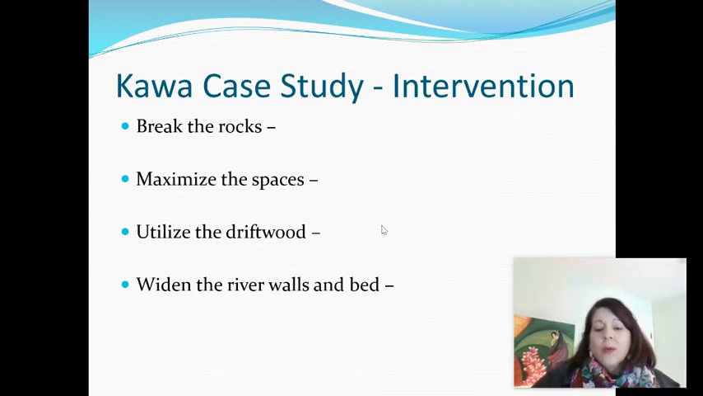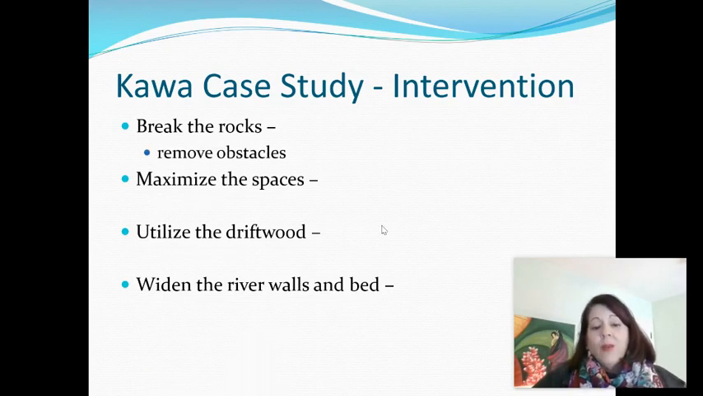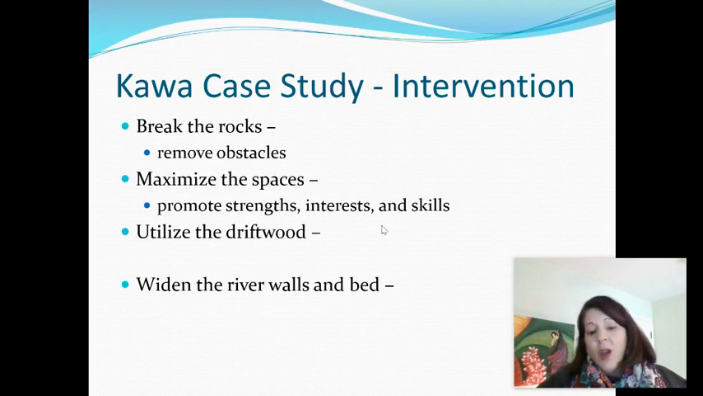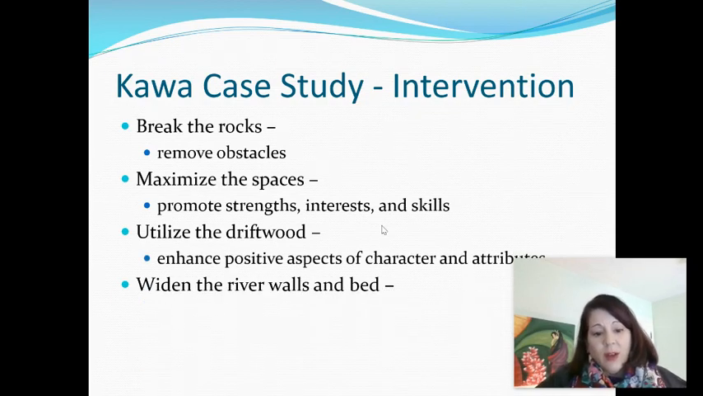Now, what we would do as we consider intervention, we're going to be thinking about breaking the rocks. Well, what does that mean? Breaking the rocks means whatever it takes to remove the obstacles for this person. We're going to maximize the spaces, and that means promoting their strengths, their interests, and their skills. We're going to utilize the driftwood. What are the aspects that they have, the attributes that are helpful to them? And we're going to enhance those.